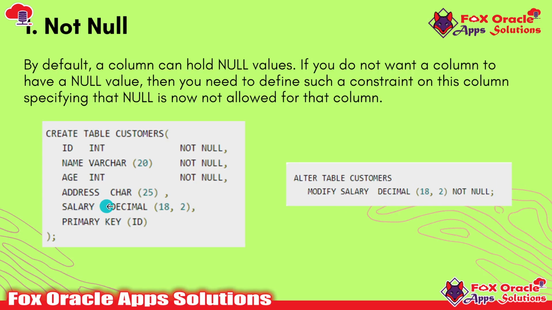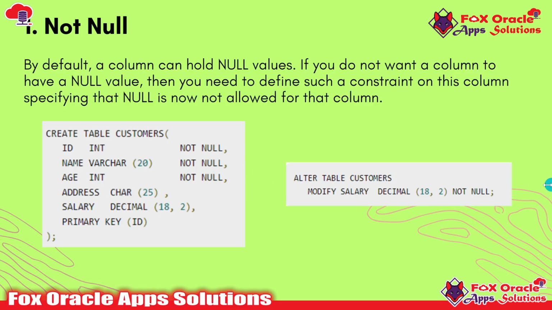By default, each and every column has the value as null, so that this column can store null values. So here, while creating the table, if we didn't provide any constraint to this address, it means that by default the null constraint is there. It means that this address can have null values. So the same has been written here. By default, a column can hold null values. If you do not want a column to have null values, then you need to define such a constraint on the column, specifying that null is not allowed for that specific column. The same here, it's defined.